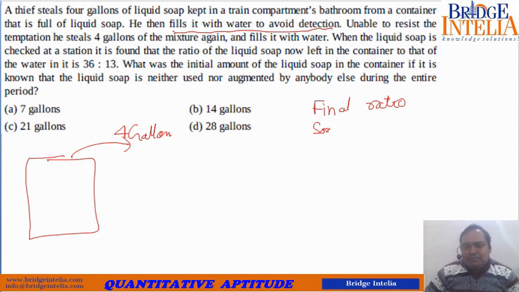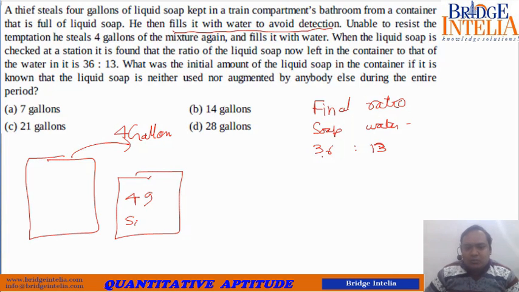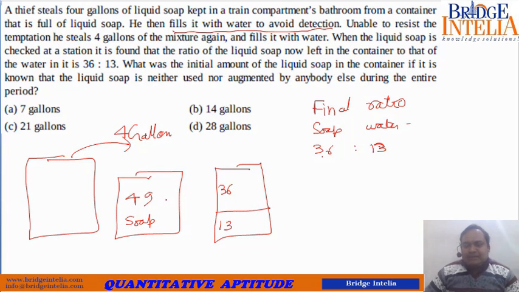Final ratio. So this is soap, this is water. What is the final ratio? 36 is to 13. So 36 plus 13 is how much? 49. So you can assume that initially all the 49 parts were made of soap, which later on got converted into this much, 36 and 13. You have done this 2 times.